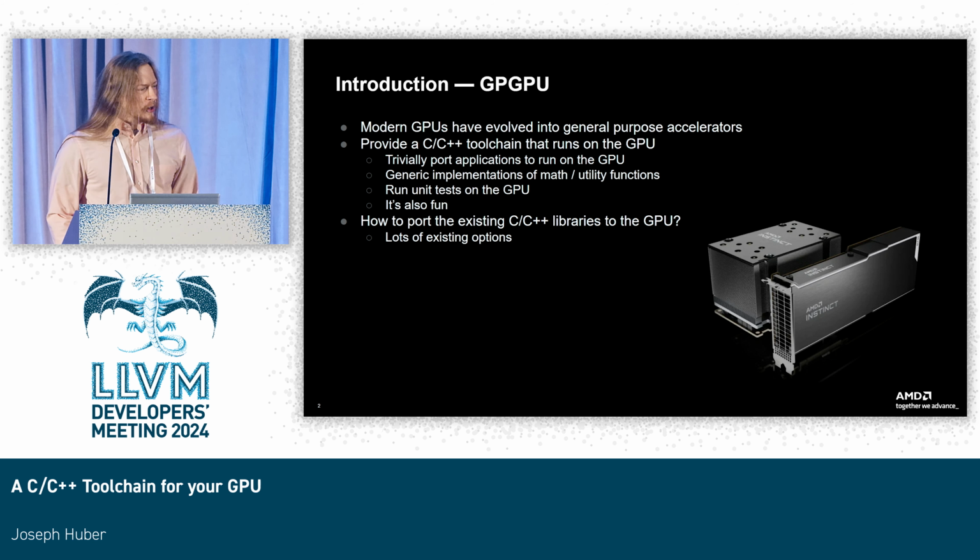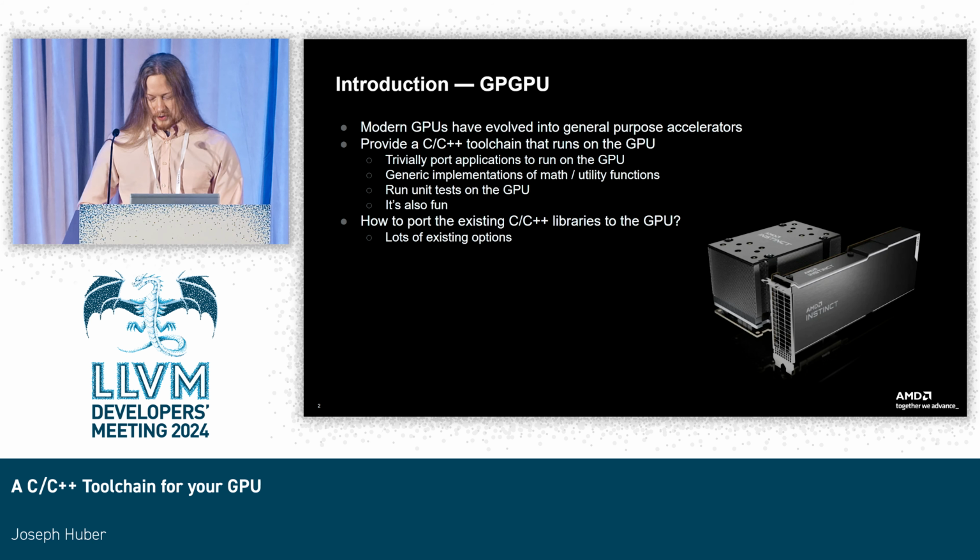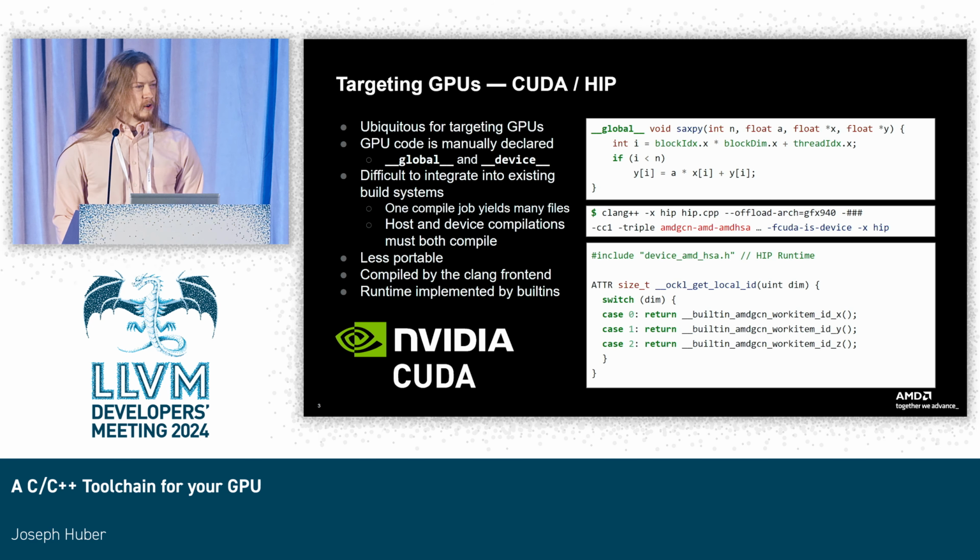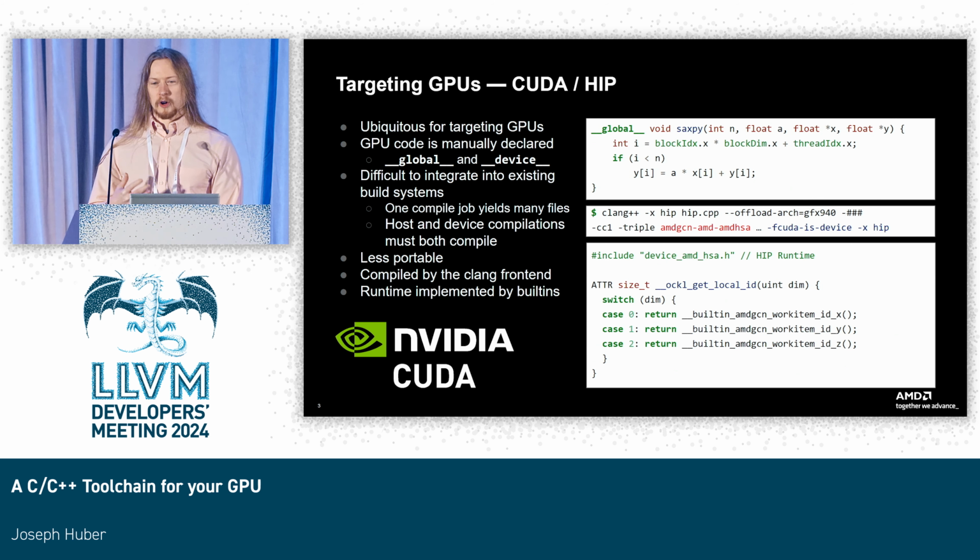So if we're talking about porting existing C and C++ libraries to the GPU, that begs the question of how you do that, right? Because there are lots of options in this space. I'm sure many of you are familiar with CUDA or its doppelganger HIP. This is pretty ubiquitous for targeting code on GPUs, right? But what we're trying to do here is just compile some code that runs directly on the device.